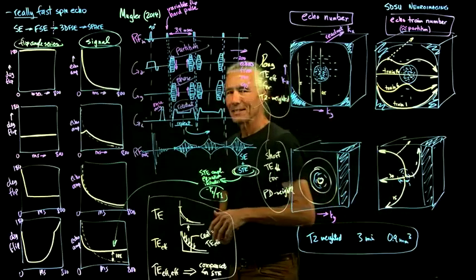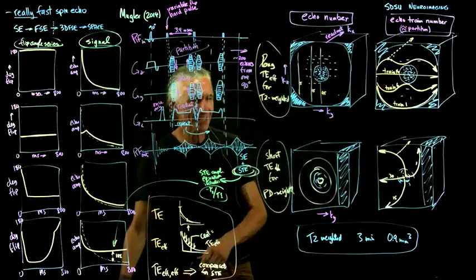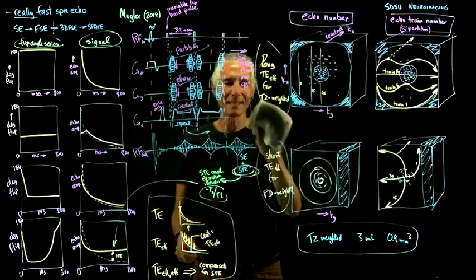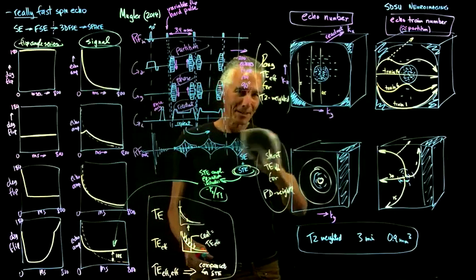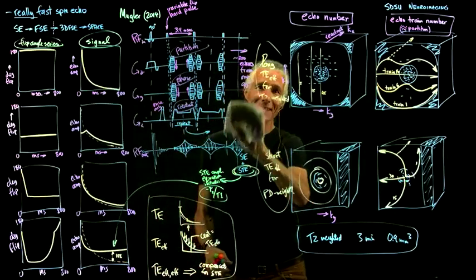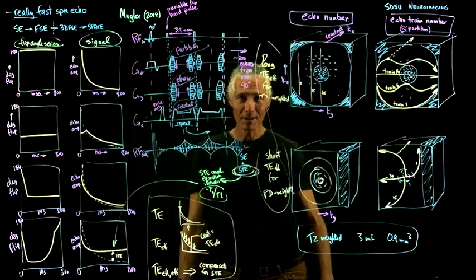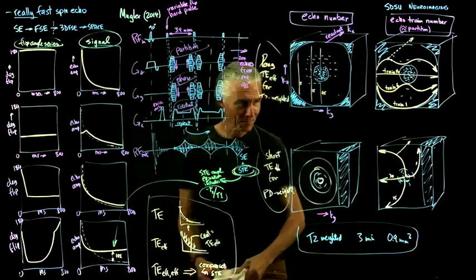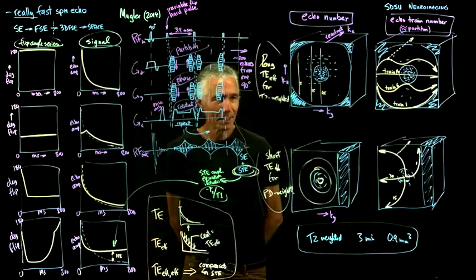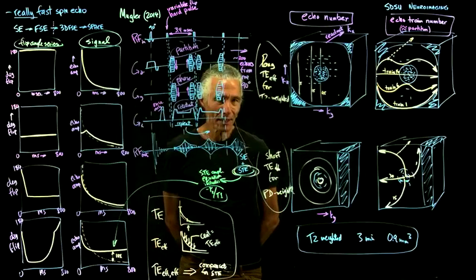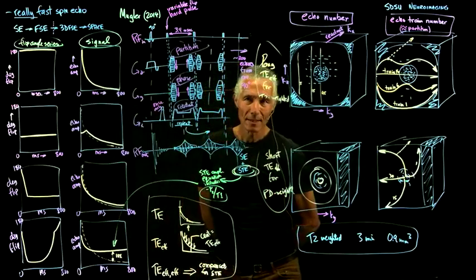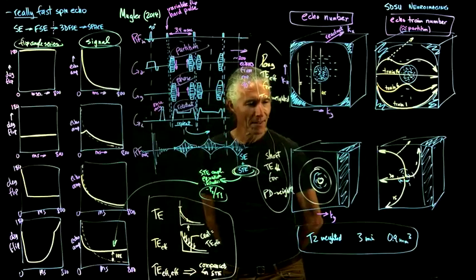Okay. Sorry, I didn't leave any room in the diagram here for my face. So any questions about really fast spin echo? Sort of clear? You can see approximately how these optimizations are happening.